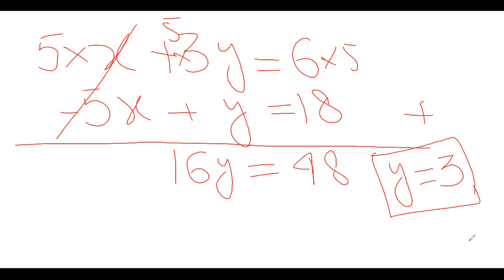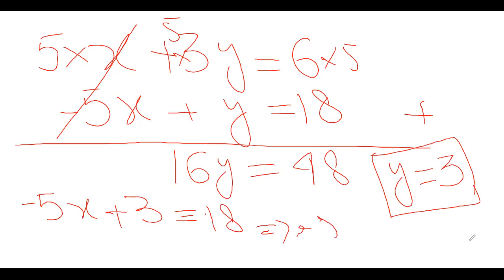Put this value in either equation. I am putting it in the second one. Minus 5x plus 3 equals 18. In this way, minus 5x is equal to 18 minus 3, which is 15. Dividing by minus 5, x is negative, what? X is minus 3.